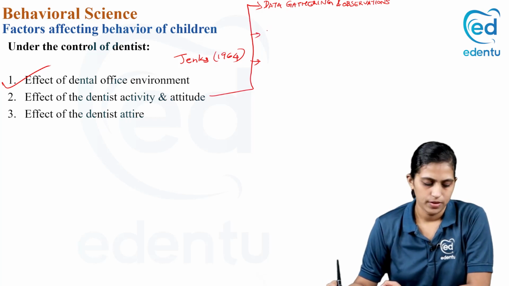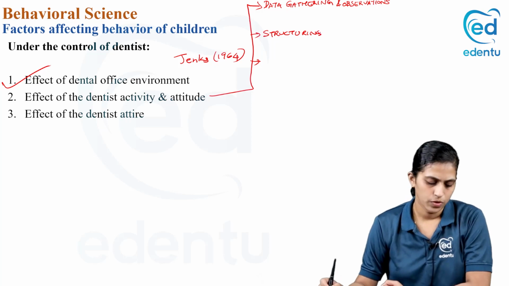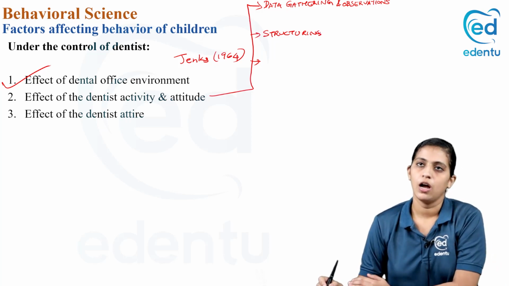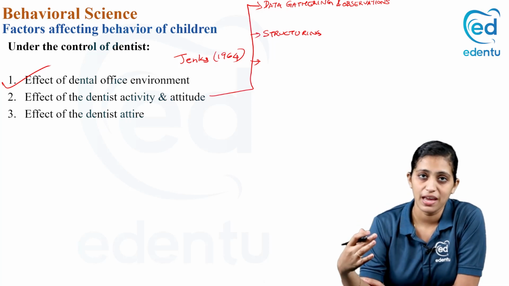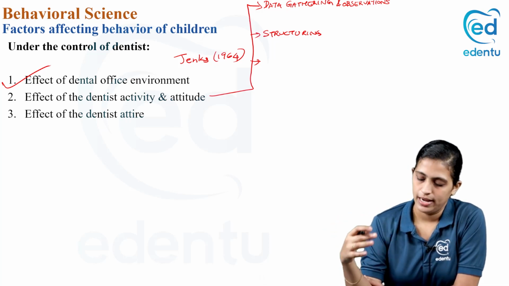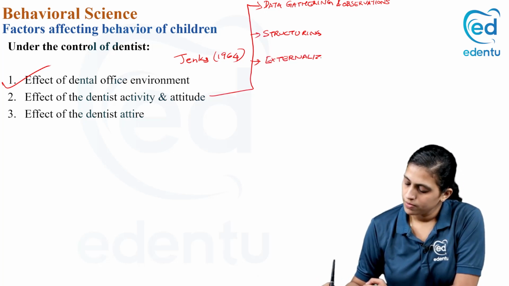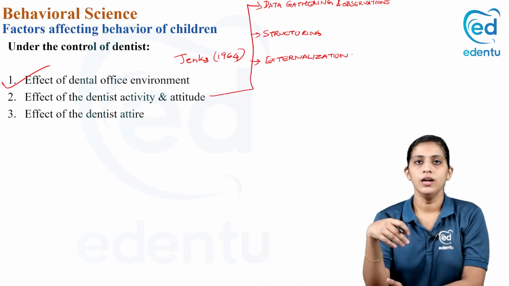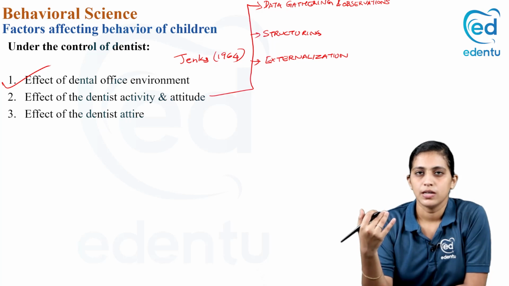Next comes structuring. This is where we establish the guidelines of behavior that we expect from the child. Next comes externalization. Here we are trying to take away the attention of the child from any fearful stimuli. Under this comes distraction.